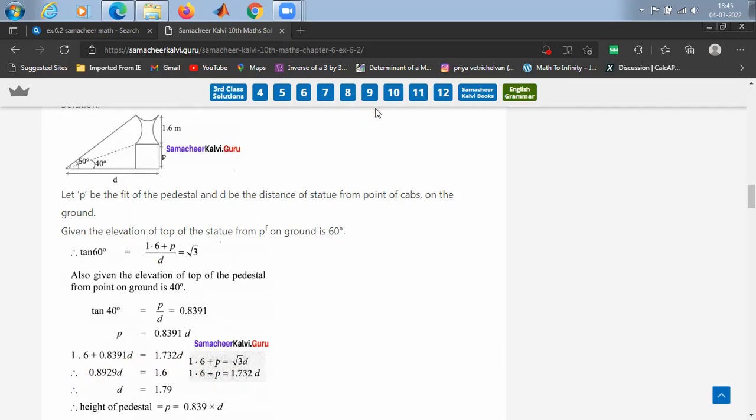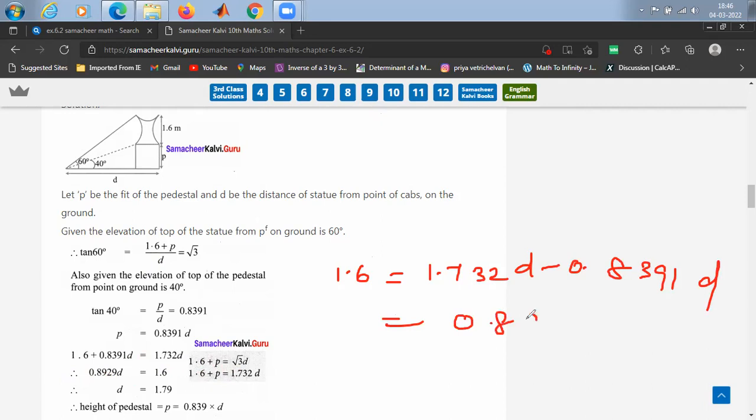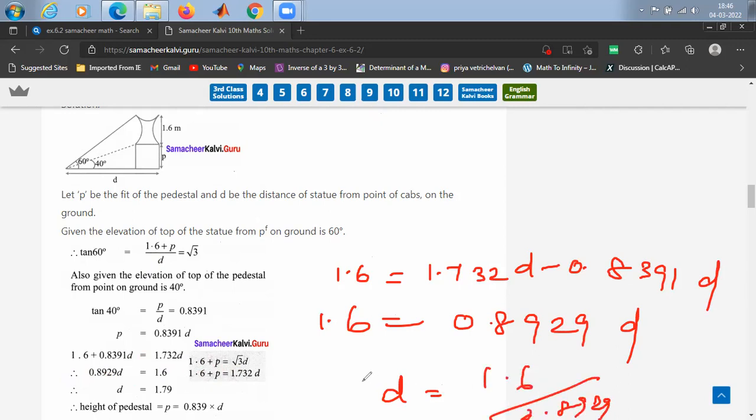How can you simplify? Just take the 0.8391D to the other side. So you can say 1.6 is equal to 1.732D minus 0.8391D. Subtract them, you will get 0.8929D equal to 1.6. So D is equal to 1.6 upon 0.8929. So if you simplify this, you get the answer for the D, which means the distance of the statue from the foot to the person.